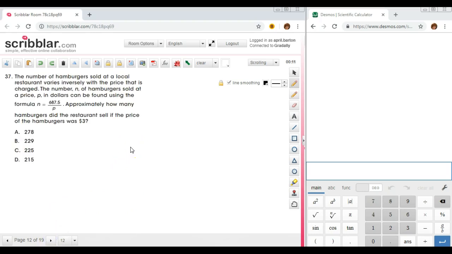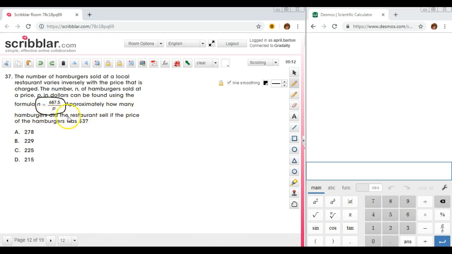The next problem: the number of hamburgers sold at a local restaurant varies inversely with the price that is charged. The number n of hamburgers sold at price p dollars can be found using the formula n equals 687.5 divided by p. So there's an important piece of information.